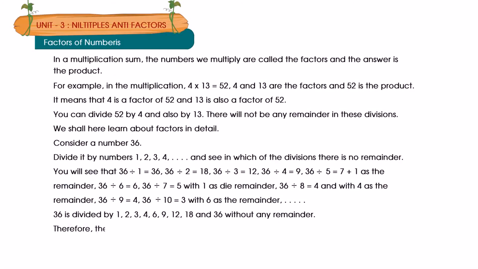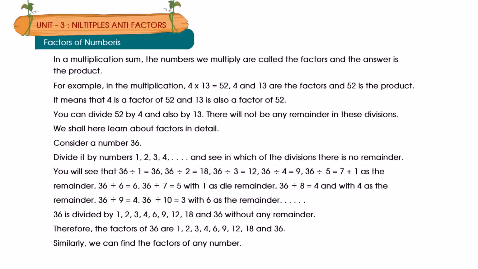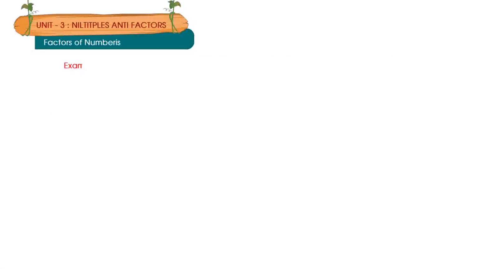Therefore, the factors of 36 are 1, 2, 3, 4, 6, 9, 12, 18 and 36. Similarly, we can find the factors of any number. Example: find all the factors of A) 35, B) 48, C) 17.